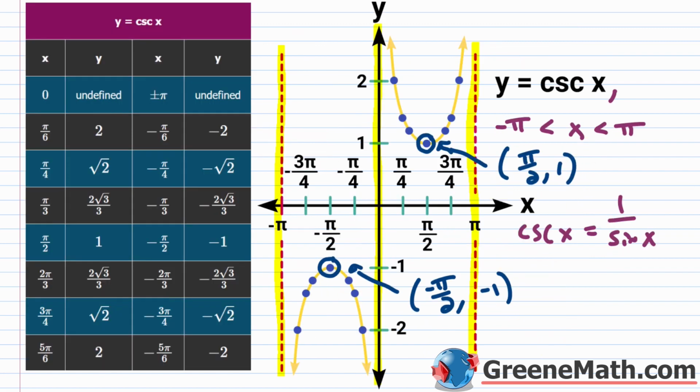So coming back down, let's think about, you have pi over 4, that's square root of 2. Then negative pi over 4 would be negative square root of 2. Again, they're opposites. Pi over 3, you have 2 times square root of 3 over 3. Negative pi over 3, you have negative 2 times square root of 3 over 3. Then pi over 2, you get 1. Negative pi over 2, you get negative 1. Then you have 2 pi over 3, you get 2 times square root of 3 over 3. Negative 2 pi over 3, you get negative 2 times square root of 3 over 3. 3 pi over 4, you get square root of 2. Negative 3 pi over 4, you get negative square root of 2. And then 5 pi over 6, you get 2. And negative 5 pi over 6, you get negative 2.